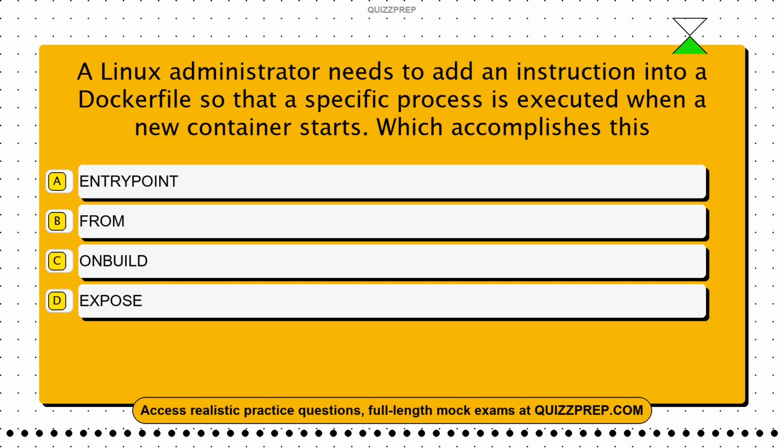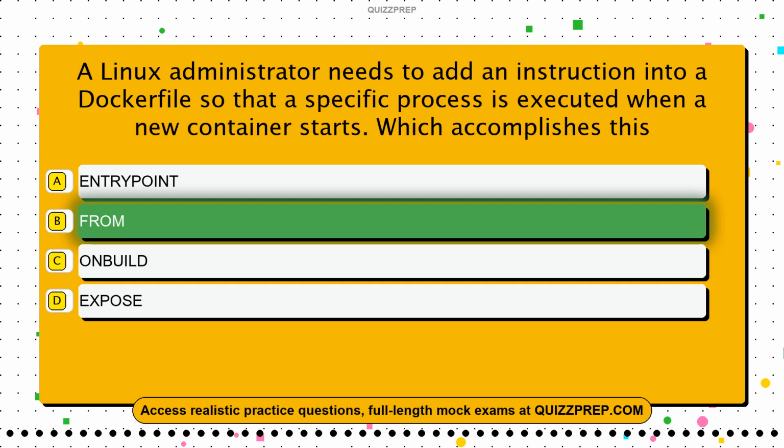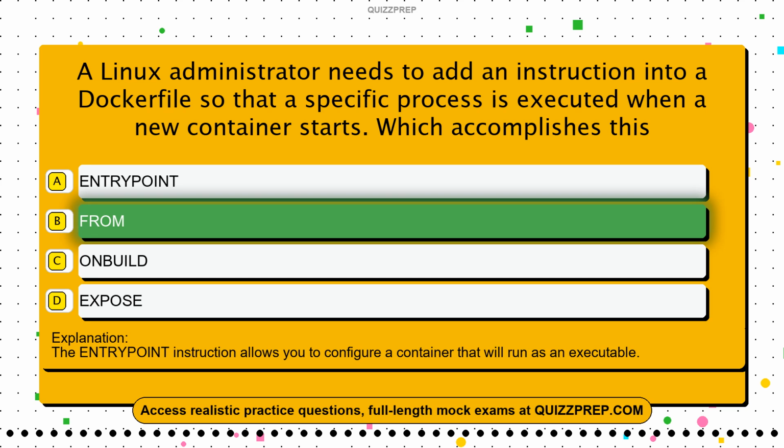Question 75. A Linux administrator needs to add an instruction into a Dockerfile so that a specific process is executed when a new container starts. Which accomplishes this? Option A, ENTRYPOINT, option B, FROM, option C, ONBUILD, option D, EXPOSE. The correct answer is option B, FROM. The ENTRYPOINT instruction allows you to configure a container that will run as an executable.